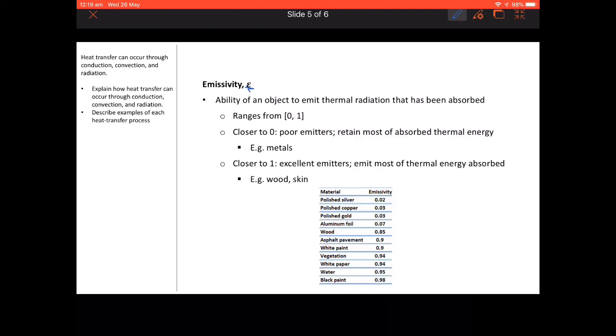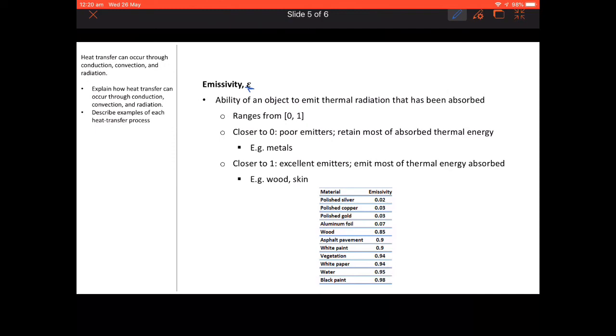Objects with emissivities closer to zero are poor emitters. This means that they retain most of their absorbed thermal energy. An example of these is metals. They absorb most of their thermal energy, they don't emit or radiate it. This is why metals can be really hot to touch if they've been in the sun, because they've absorbed most of that thermal energy.